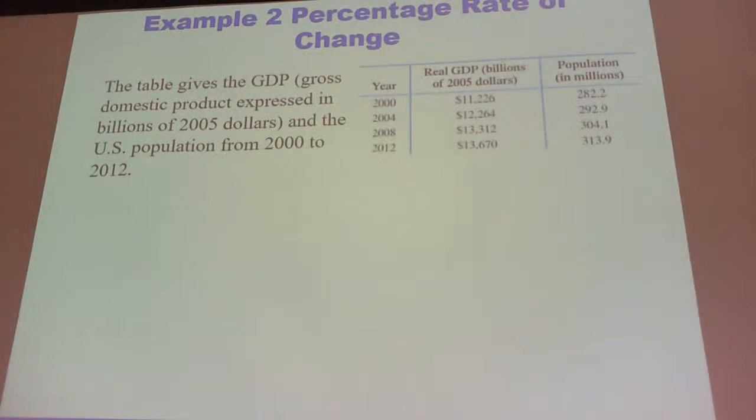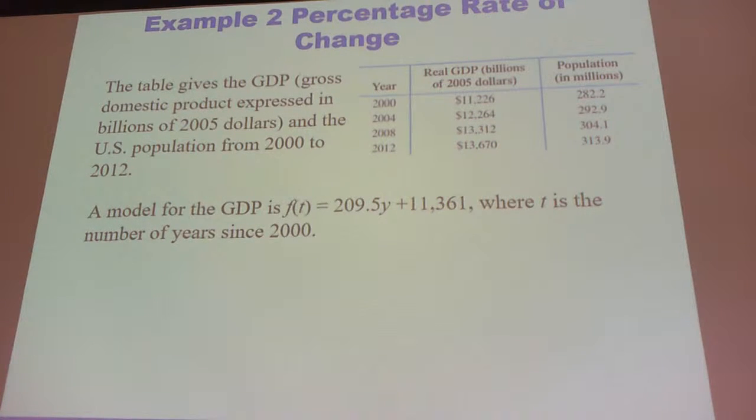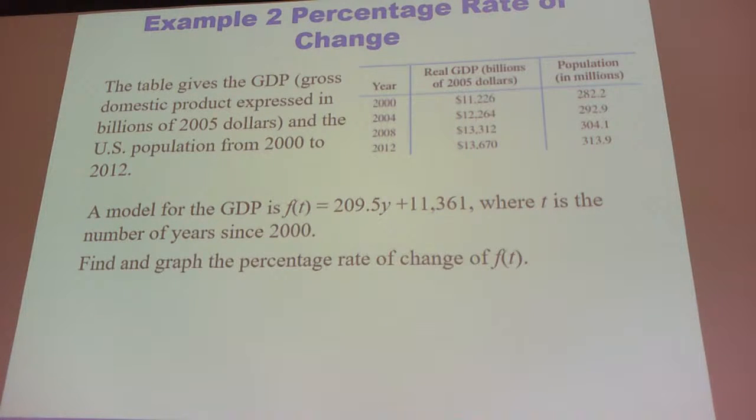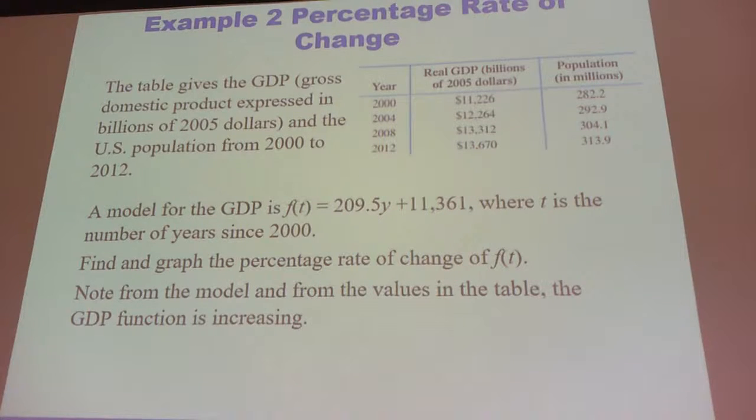So the table gives the gross domestic product expressed in billions of 2005 dollars and the U.S. population from 2000 to 2012. A model for the GDP is F of t equals 209.5t plus 11,361, where t is the number of years since 2000. Find and graph the percentage rate of change of F of t. Note that in the model and in some of the tables, the GDP function is increasing. So again, this is all background. We're going to get to the formula soon. This is how the formula comes about.